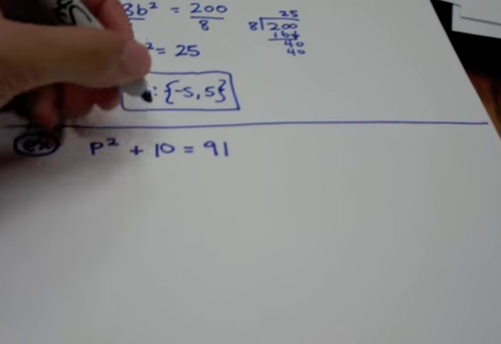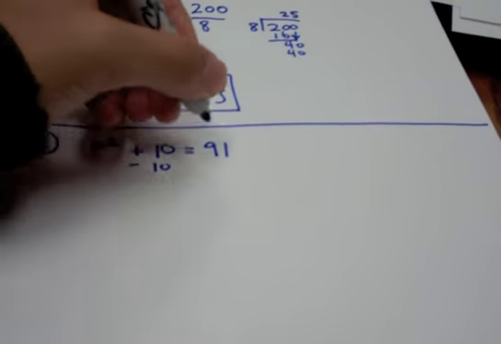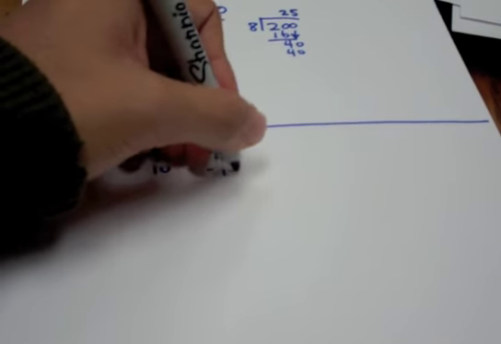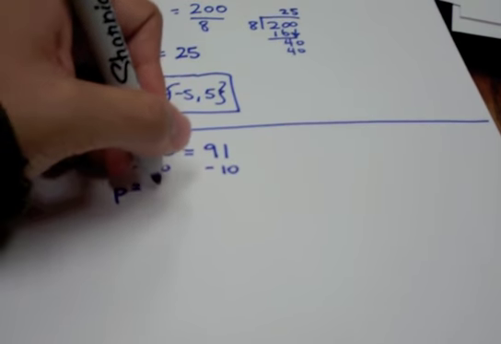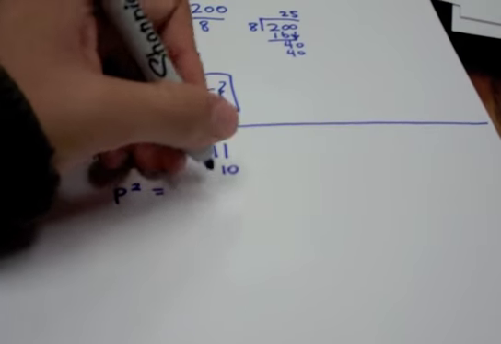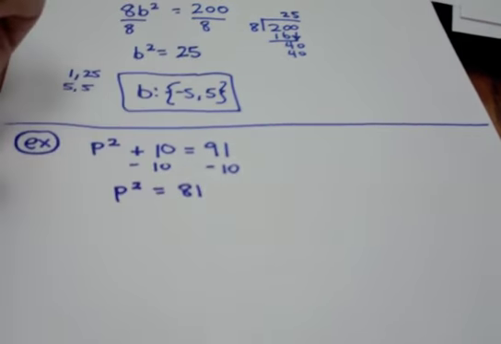I want to get rid of this 10, so I'll subtract 10 from this side, and I also have to subtract 10 from this side. That'll give me a p squared here equals 91 minus 10 is 81.